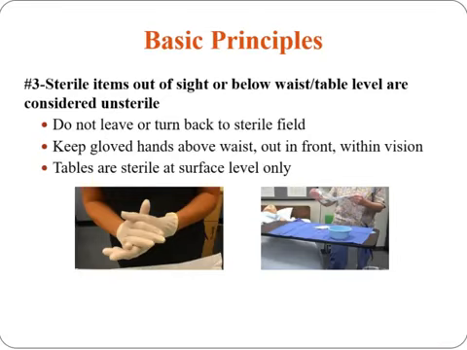The next principle is that items out of sight or below your waist or the table level are considered unsterile. So when you are setting up your sterile field on a bedside table, for example, you have to position it in such a way that when you're moving about the patient and turning from your sterile field to the patient, that you are not turning your back on your sterile field and that you're also keeping it at waist level. Again, we will do this in lab, so it will be a lot more clear, but you need to have a clear picture before we go into lab of what the basic rules are.